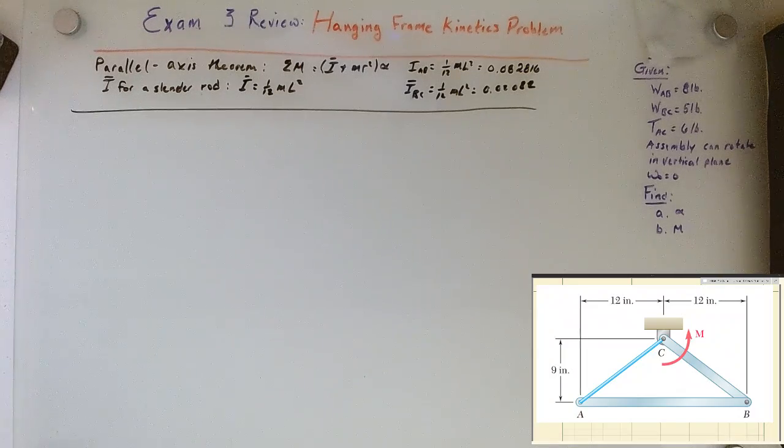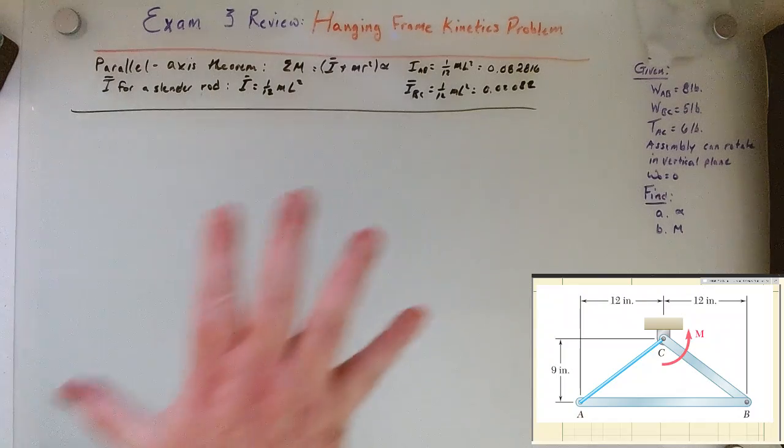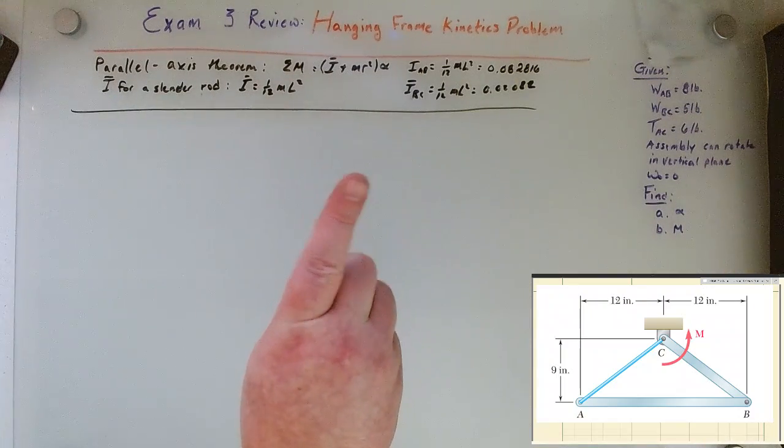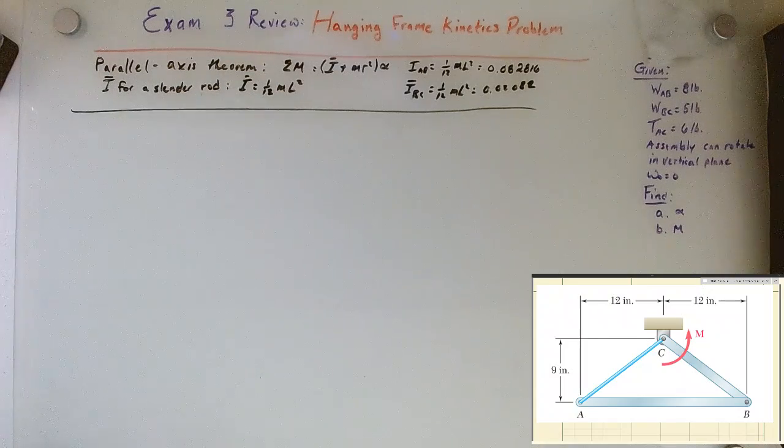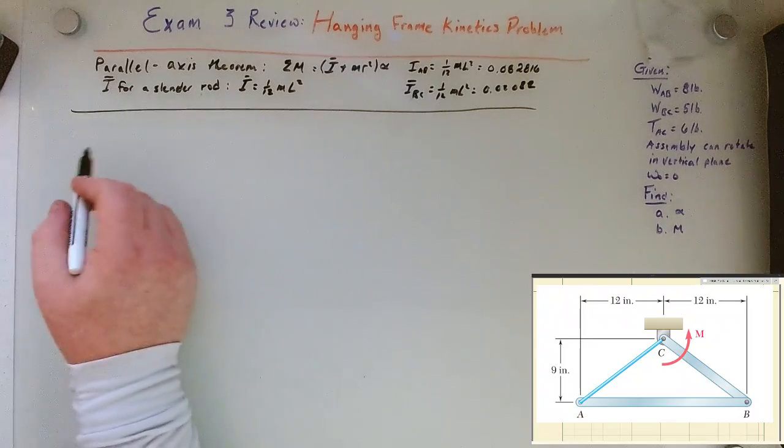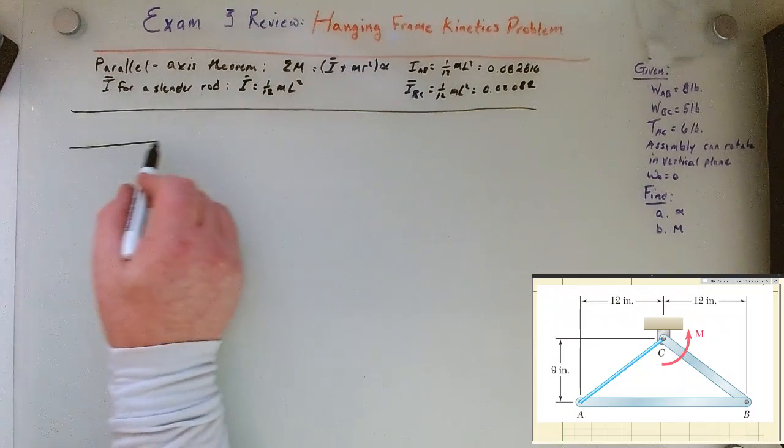And again, this being a review problem, probably a good idea now that I've given you the second moment of inertia. Go ahead and pause the video, see if you can solve it, and we'll see how you did. Okay, all right, so the easy way to get the angular acceleration is to analyze bar AB.